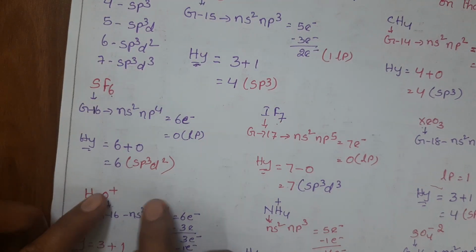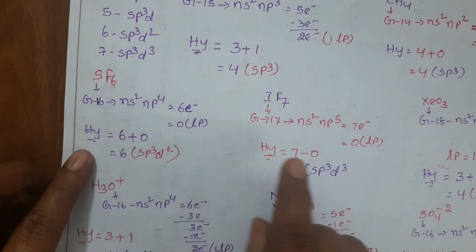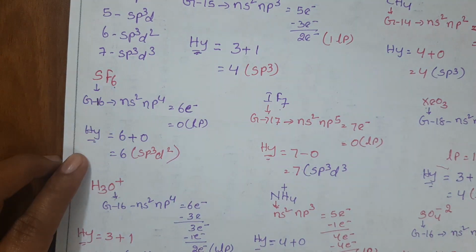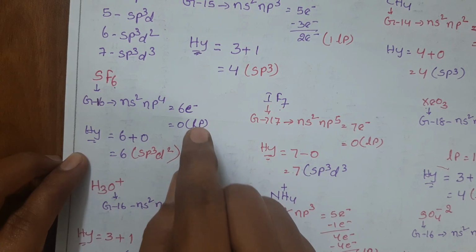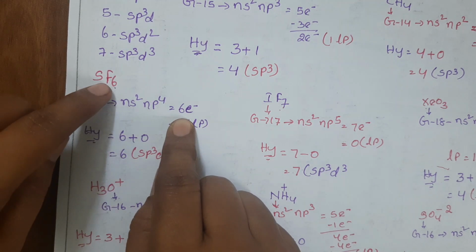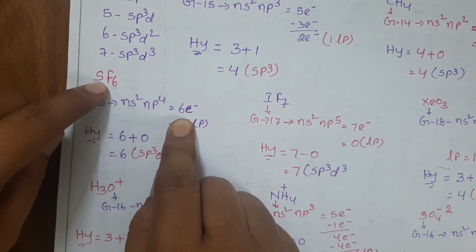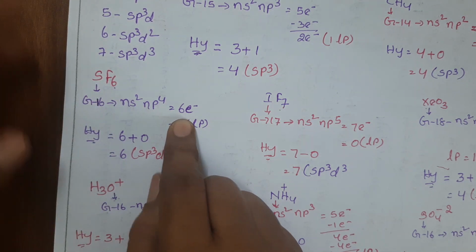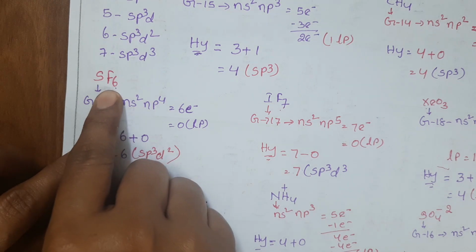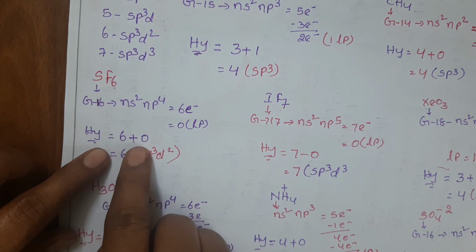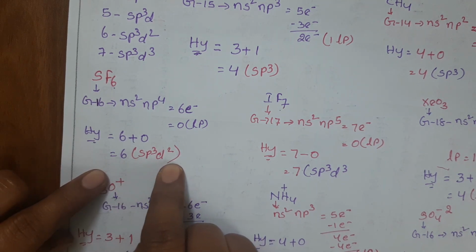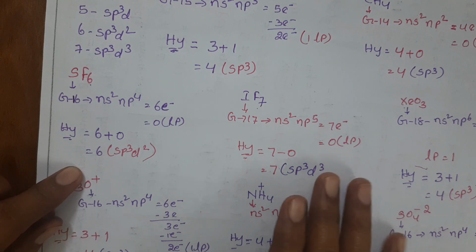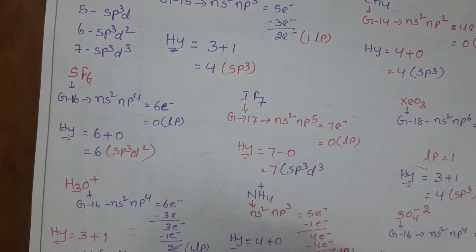Next, I am going for the heavier compounds, SF6 and IF7. In SF6, sulfur belongs to group 16 and contains 6 electrons in the valence shell. The lone pairs are 0 because the 6 electrons are utilized by the 6 fluorine atoms for bond formation, forming 6 sigma bonds. So hybridization equals 6 plus 0 lone pairs, which equals 6. It is nothing but sp3d2 hybridization. In the same way we can calculate IF7 also.